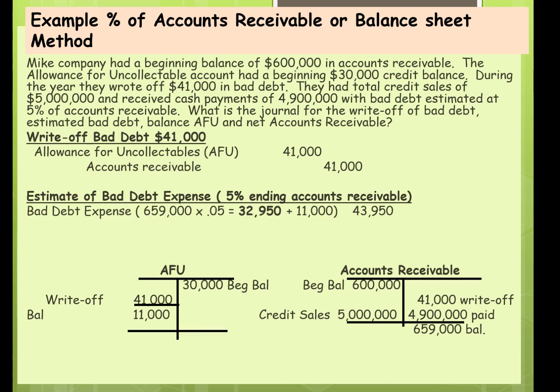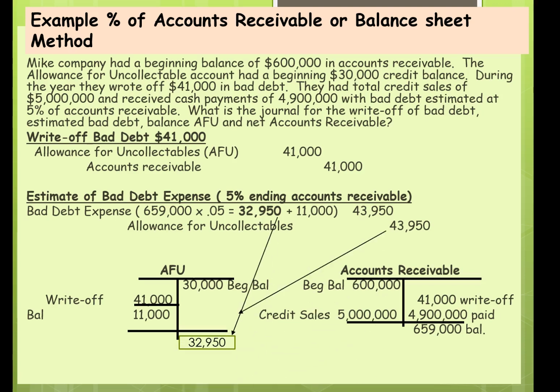So in order for us to come up with the amount to book, what we have to do is take 5% times our ending accounts receivable, which gives you $32,950. But what we have already is a debit balance in allowance for doubtfuls, and our ending balance must be $32,950. So our bad debt expense is going to be $43,950. And that's going to be our adjustment to our allowance account. And that gets us to that ending balance that we want, which is $32,950. And we have to adjust by $43,950 to get to that number.